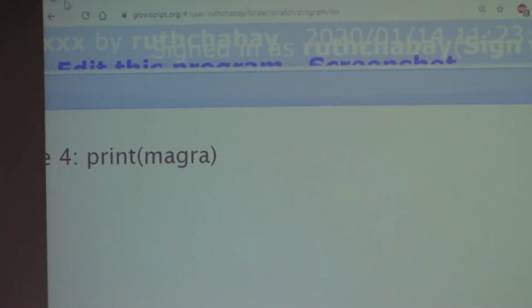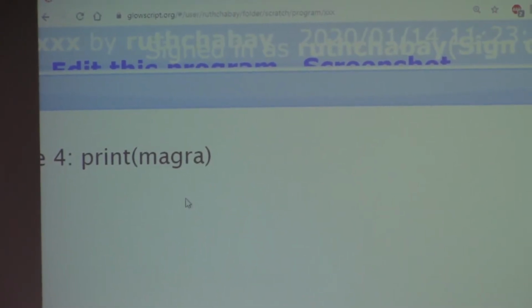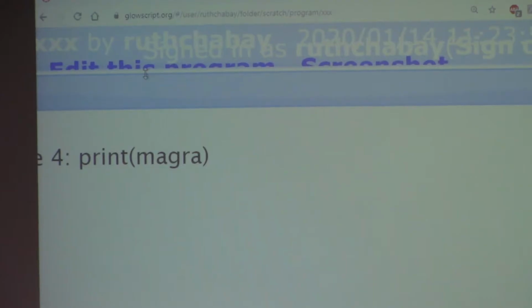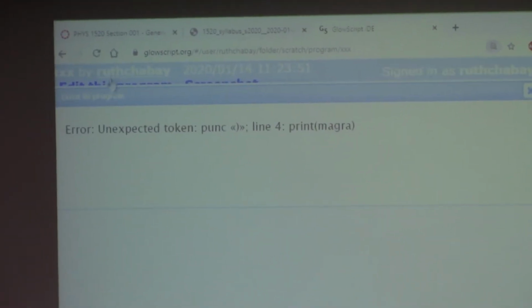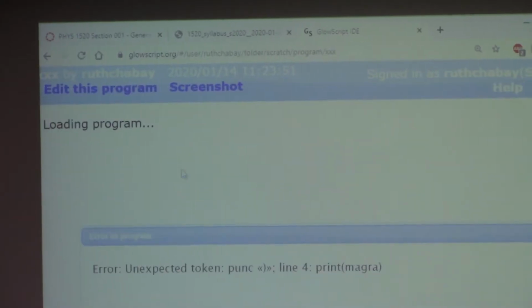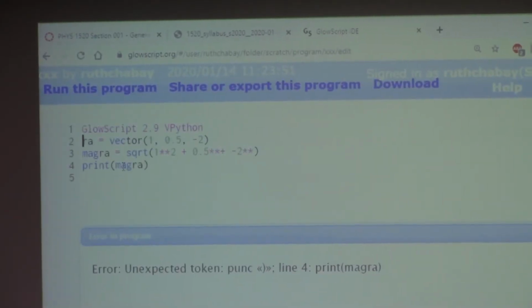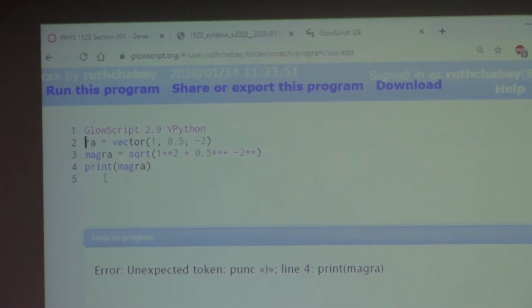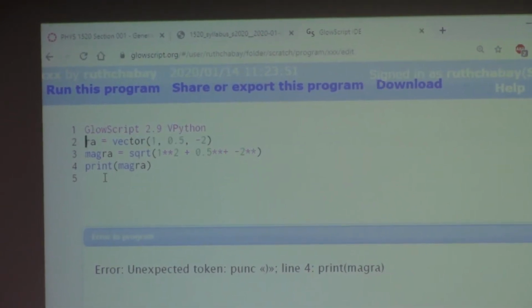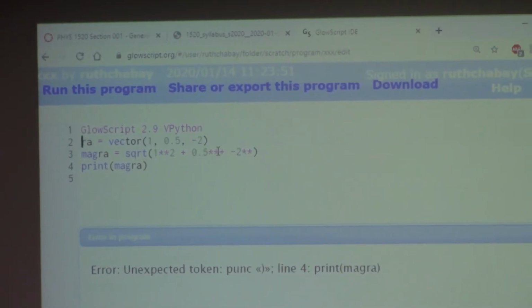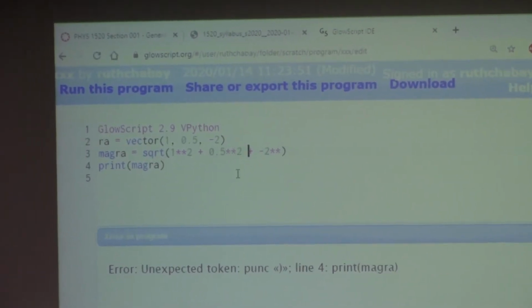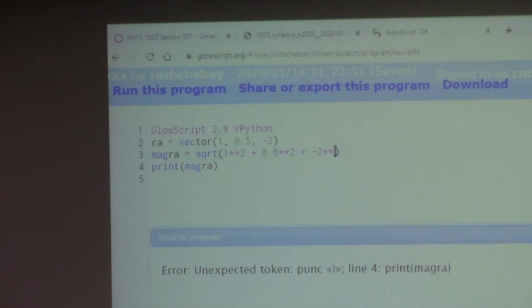Oops. Wait. Okay, so my program, so what did I do? You have to put the to the power of 2. No, you have to put quotation marks. There's a double asterisk waiting for it too. That's probably better, huh?